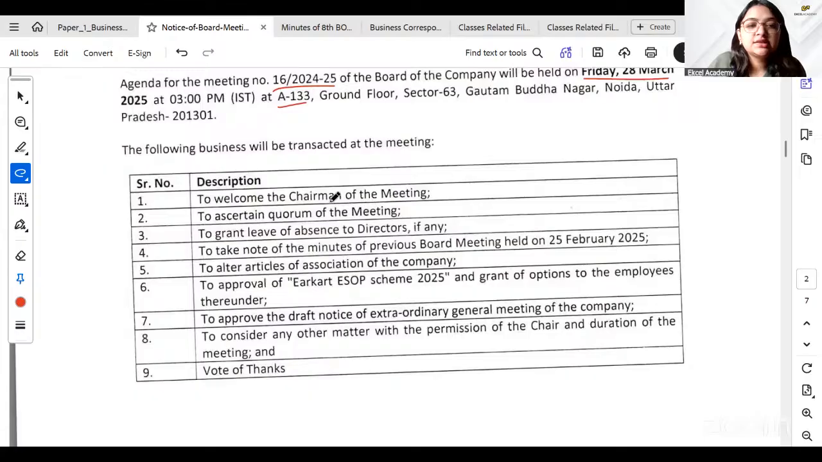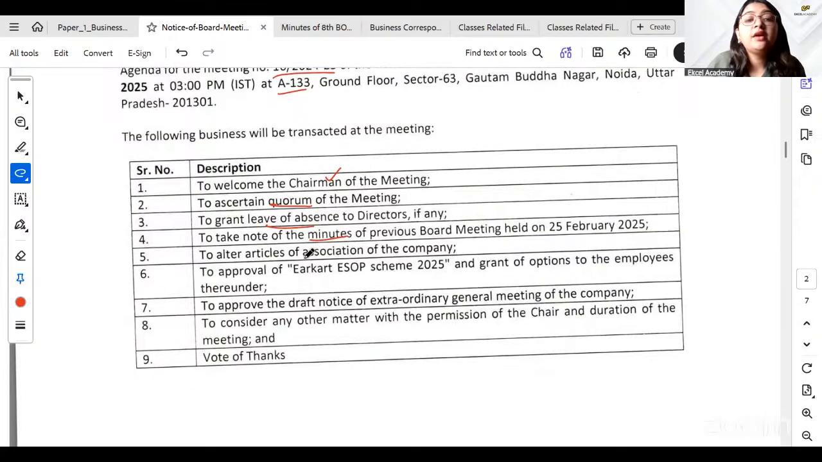So, like we were discussing, we first have the chairman, the quorum, leave of absence, minutes of the previous board meeting. Then you have the specific reasons for which you have taken up your meeting, right? So first one is to alter your articles of association, approval of an ESOP scheme, to approve the draft notice of your extraordinary general meeting.